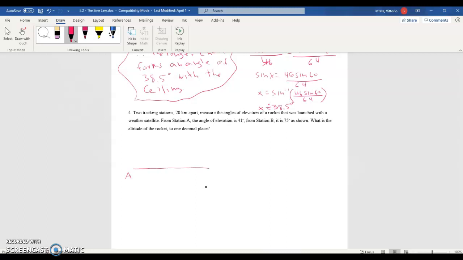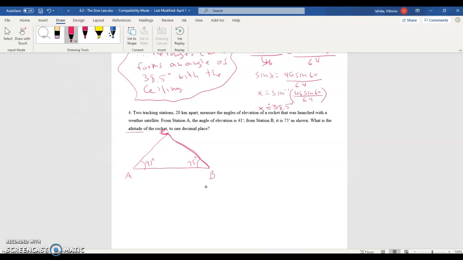So let's start off by drawing our two stations. Station A, station B. And this is going to be our rocket over here, point C, big C here. Station A measures an angle of elevation and finds it to be 41 degrees. So that's angle A. Station B also measures an angle of elevation and finds it to be 75 degrees. So obviously my diagram's not to scale.